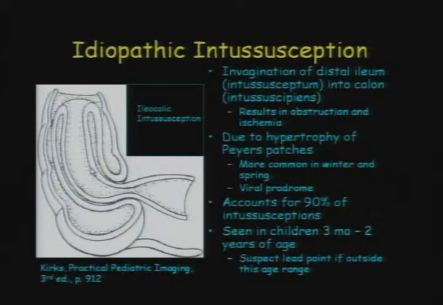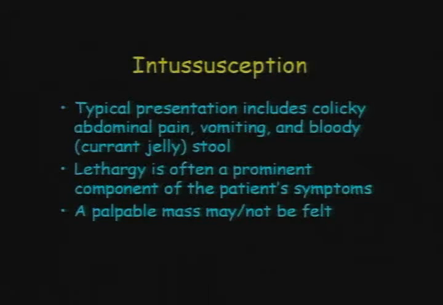It's more common in the winter and the spring because it's associated with viral illnesses. It's seen in children 3 months to 2 years of age. If you see a younger child or an older child, think about a lead point. Under 3 months of age, it's usually something like a Meckel's diverticulum. Older kids, it's usually lymphoma.